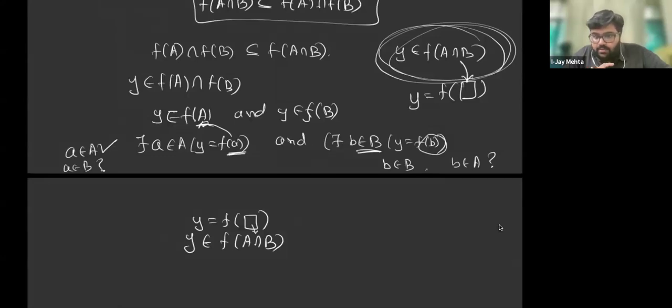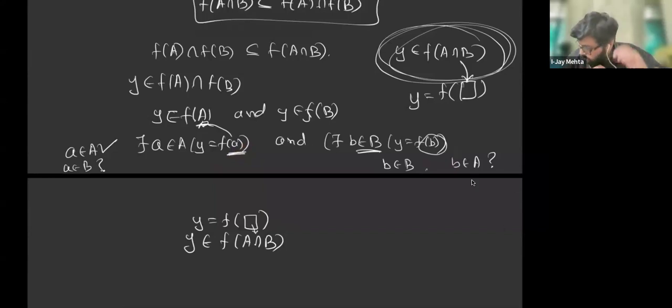How many of you understand that there is a problem? On one side we have got a which is in A and y equals f of a. I want something which should be in A and B. I don't know whether this a belongs to B or not. Here I have got b such that y equals f of b. Now b is in B, but I don't know whether b is in A or not. So how do I produce an element in A intersection B? Will a work? I don't know. Will b work? I don't know.